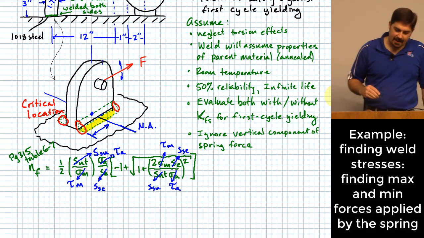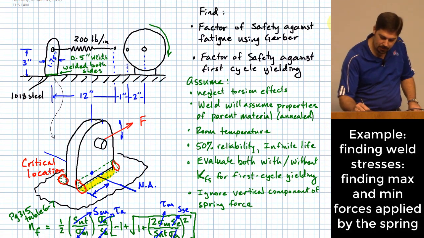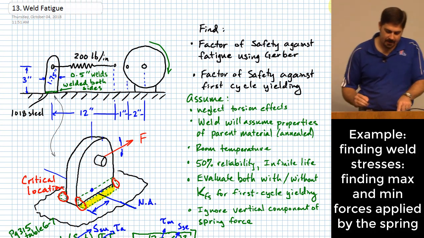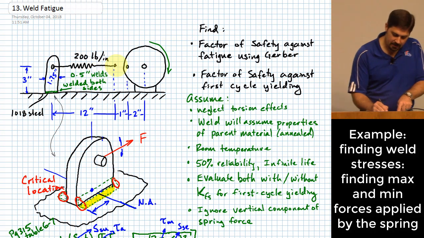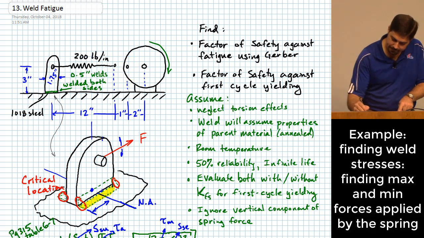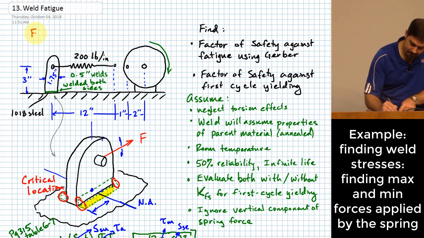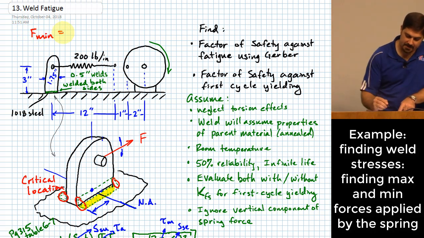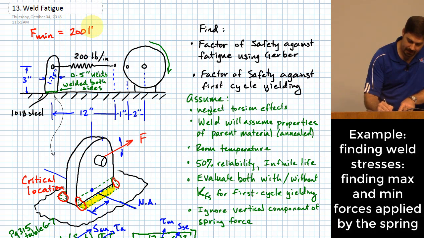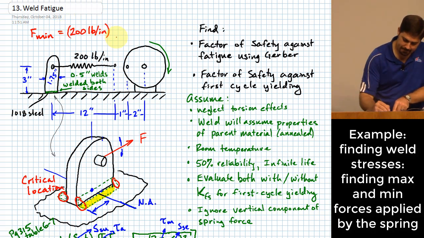Okay, I need to handle positions 1 and 2 for the spring. I'll go up here and do that. Position 1 of the spring involves stretching it by 1 inch, and I'm going to call that F min. So F min ends up being 200 pounds per inch multiplied by 1 inch, which is just going to be 200 pounds.